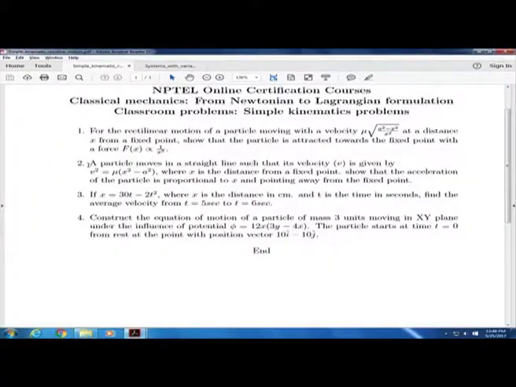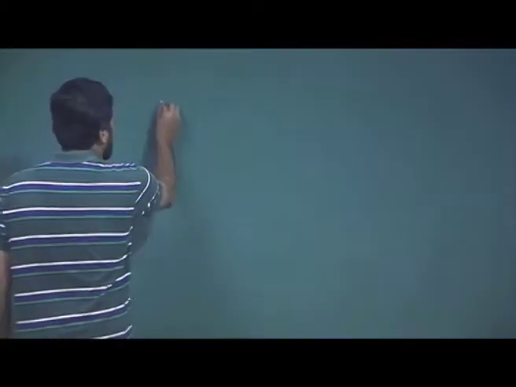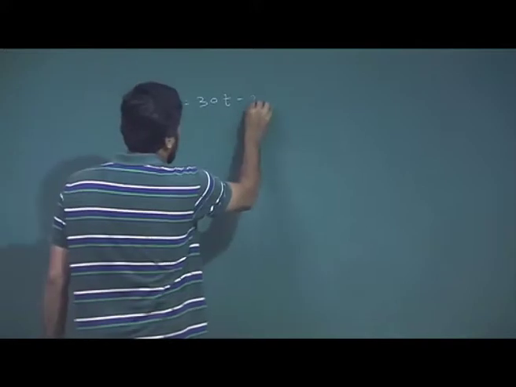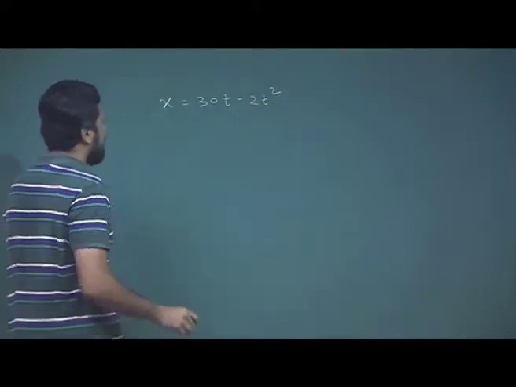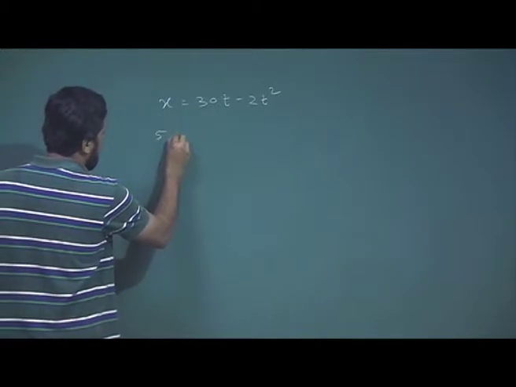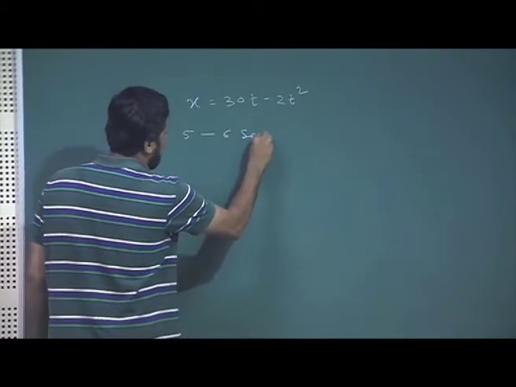So, I will start by showing you a repeat problem which we did in the last class. Actually, this particular problem, while doing it on board, I made a small mistake, so I will just correct it first. The description of the problem is x equal to 30t minus 2t square, and we have to calculate the average speed between 5 and 6 seconds.